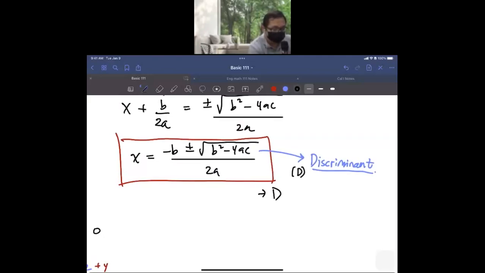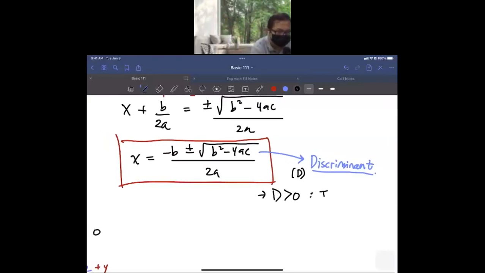If D for discriminant is positive, which means we can get inside the radicals because it's positive, we can just add as usual. We know that this will have the solutions that is two distinct real solutions. Okay.